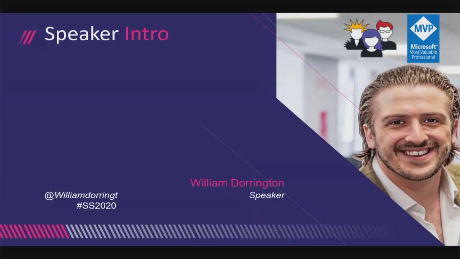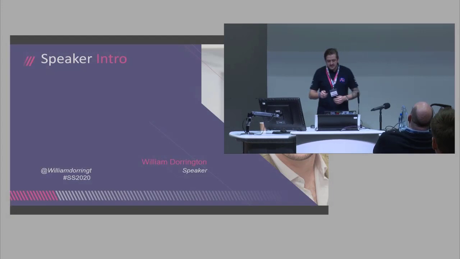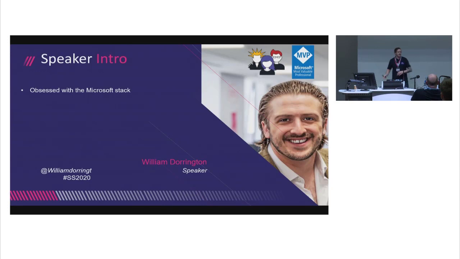So before I start, who am I? My name is William Dorrington. I am obsessed with the Microsoft stack, and I think obsessed is the right way of placing it. I started in AX4, moved up to AX 2009, 2012, when then R3 came out, we started seeing something a bit more exciting. Then moved across to finance and operations, then CE, then Dynamics 365 for talent, then HR, then moved into the Power Platform stack. I've been working with that for quite a long time now.